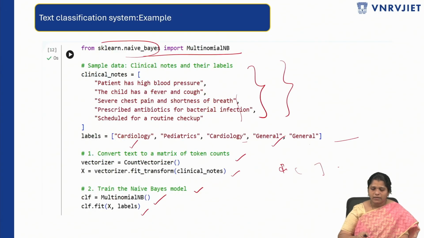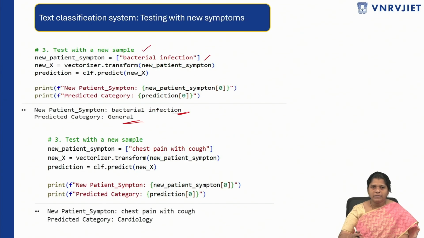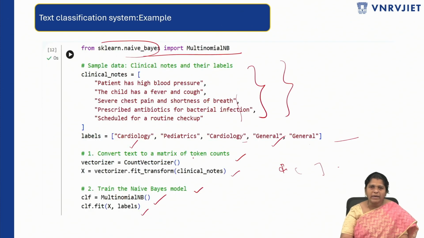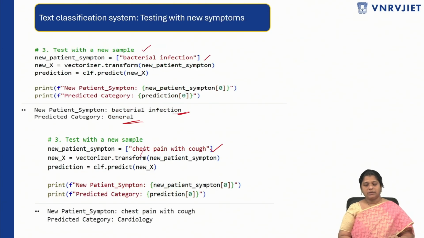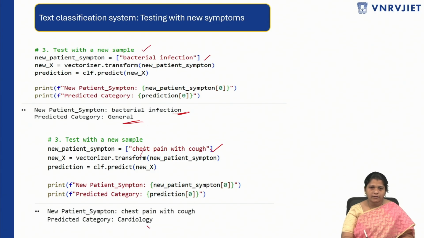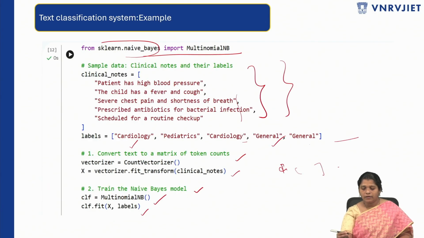Suppose my input new symptom text is chest pain with cough. The words chest pain and cough map to the given input text samples, the symptoms which tell about chest pain and cough, and here the predicted category is cardiology.